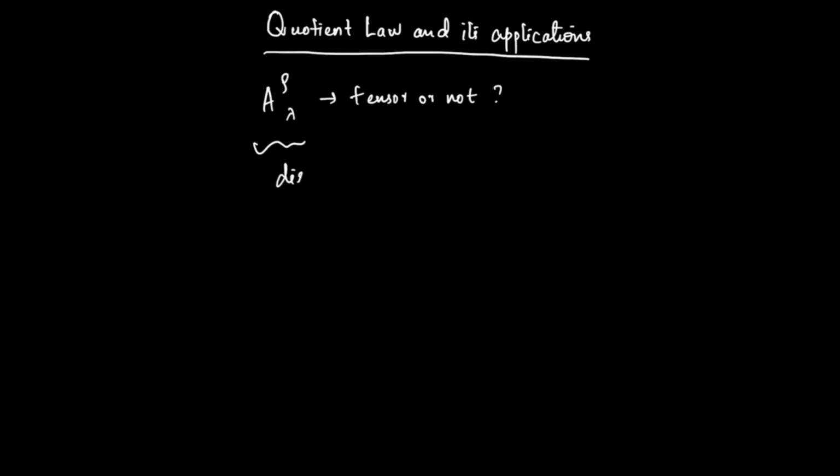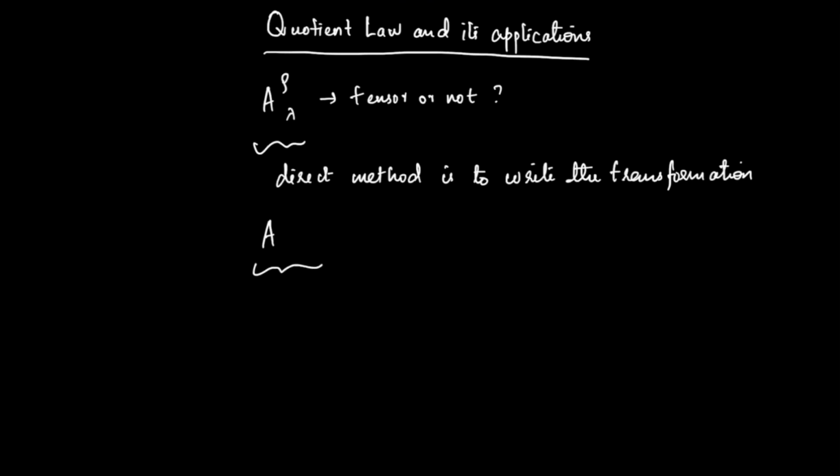The direct method is to write the transformation, and you have to see whether the components of this tensor will transform according to the law of transformation of the tensor, right? But what if the functions are unknown? For example, I have a function A and I don't know whether it is covariant or contravariant. I don't know anything about the function. A is an unknown function.